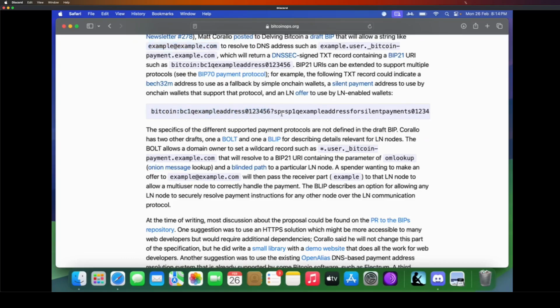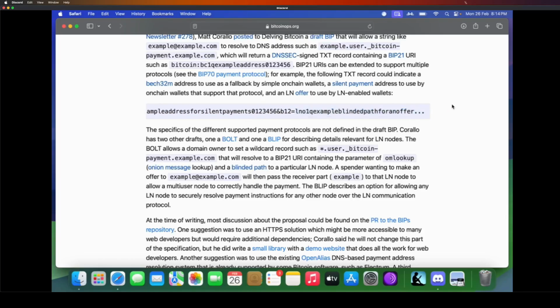Then you have a fallback parameter. Let's say you want to accept a silent payment, then this will be your address, the second parameter, SP. Now let's say you want to receive a lightning payment, then this will be your lightning address. So with the same address, you can accept a conventional Bitcoin payment on the mainnet, you can also accept a silent payment, and you can also accept a lightning offer. So it's like 3 in 1.